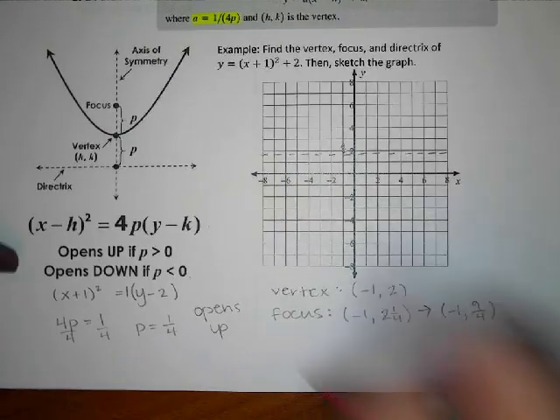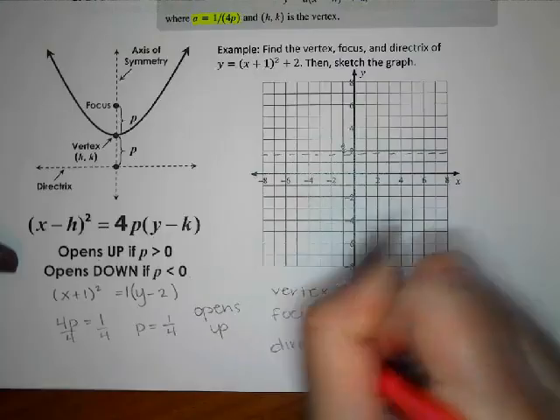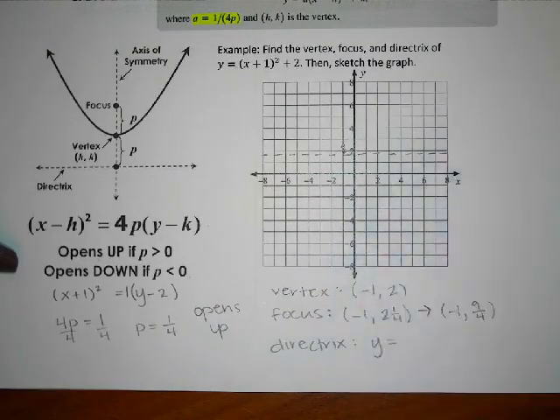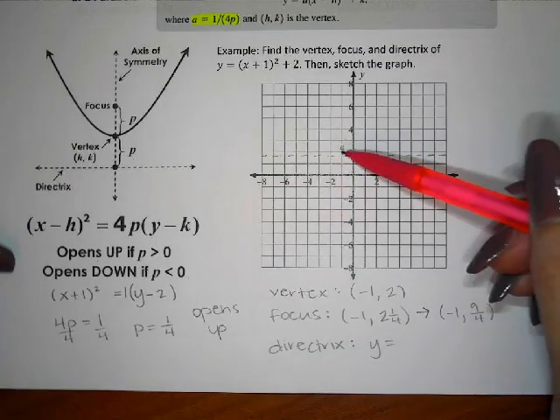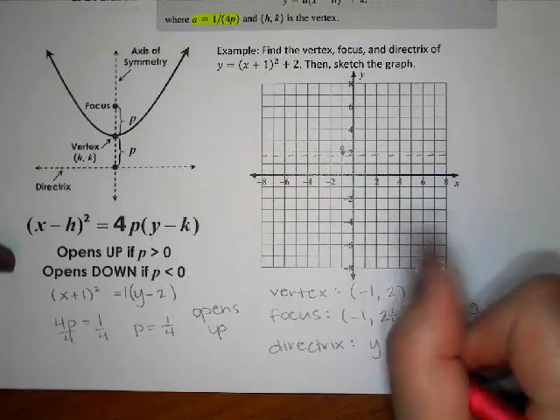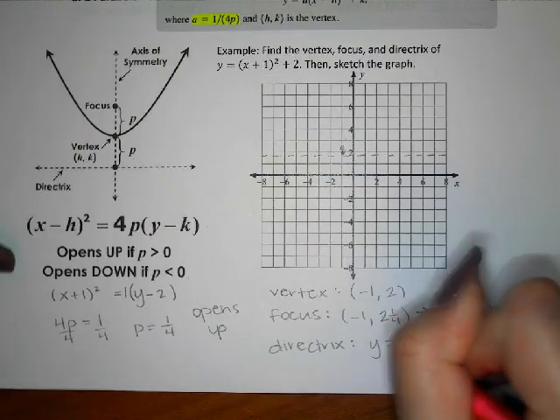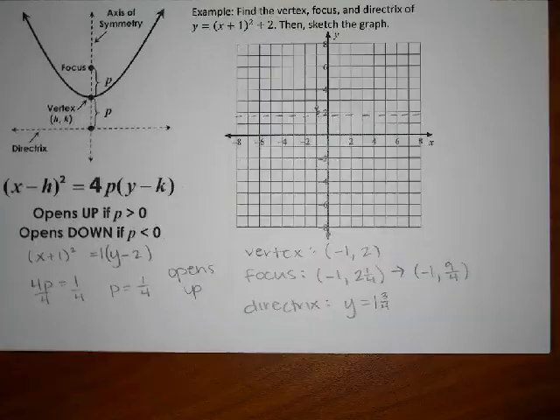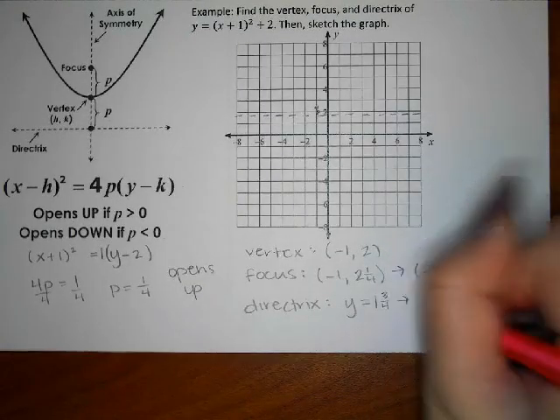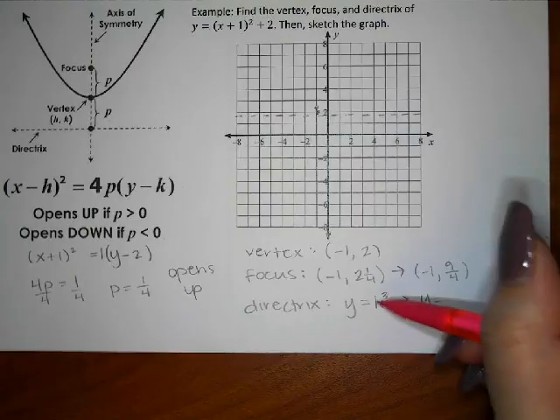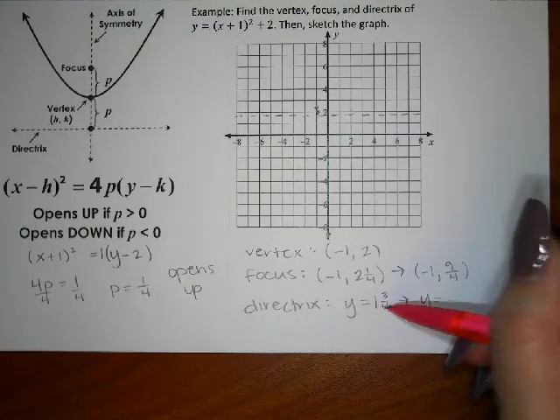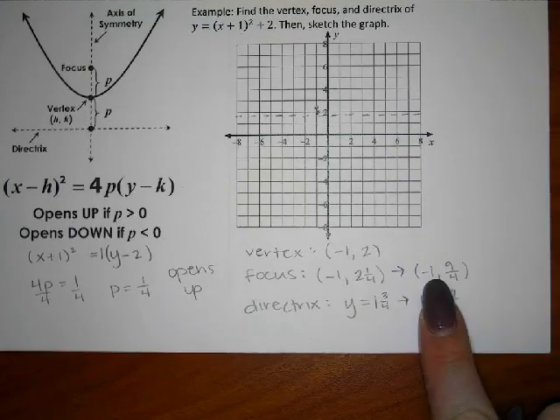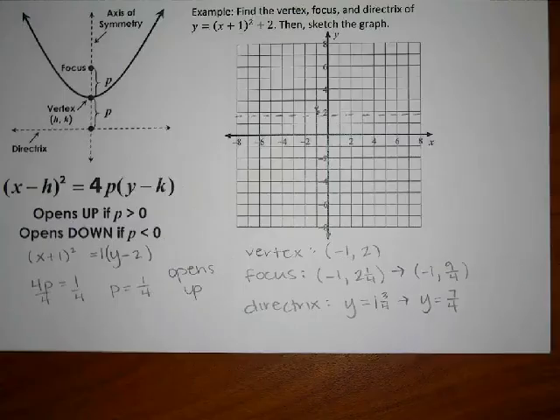Okay, and then the directrix is a horizontal line, so that's a y equals equation, and it went down 1/4 from 2, so that's 1 3/4. I just subtracted 1/4, and again, most math people would not write this as a mixed number, so I'm going to write it as an improper fraction. 1 times 4 is 4, 4 plus 3 is 7, so that's 7/4. So the focus is (-1, 9/4), the directrix is y equals 7/4.